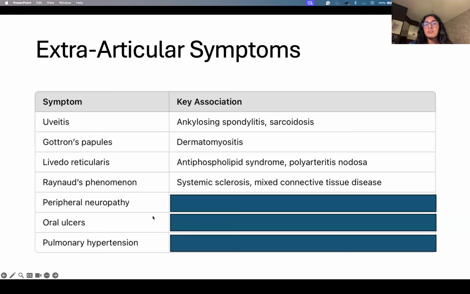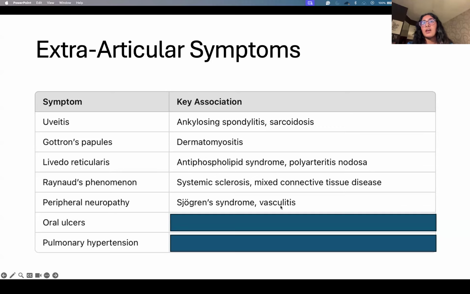Peripheral neuropathy. There's a whole sort of branch of causes of joint pain that you might see peripheral neuropathy in. Yeah, exactly, vasculitis and Sjogren's syndrome as well.